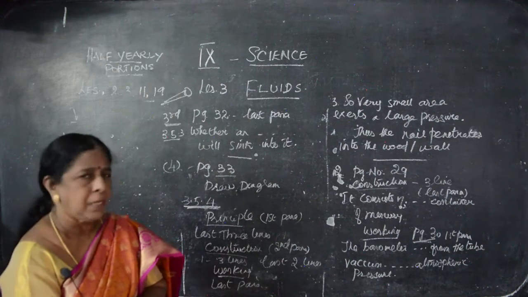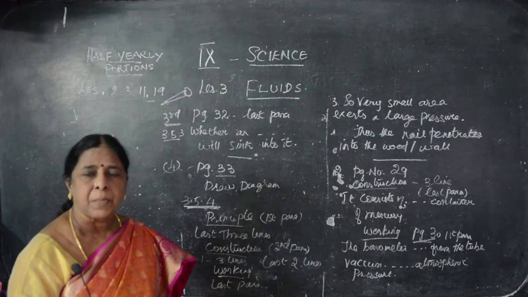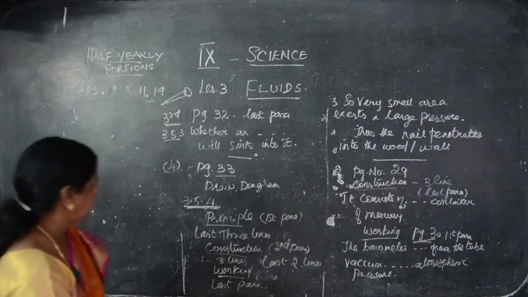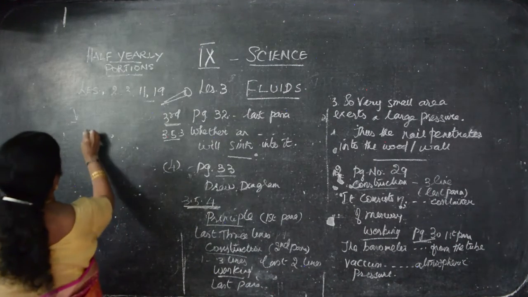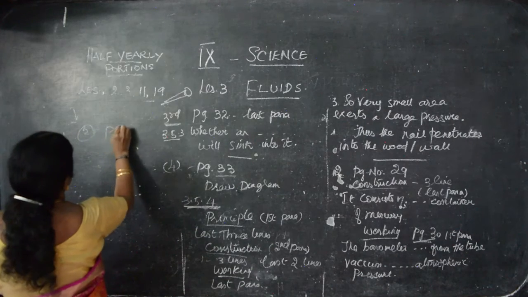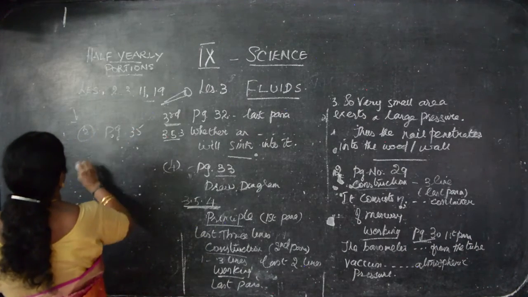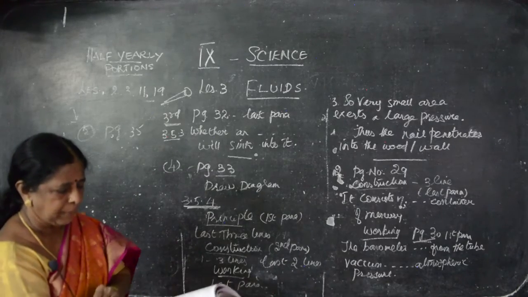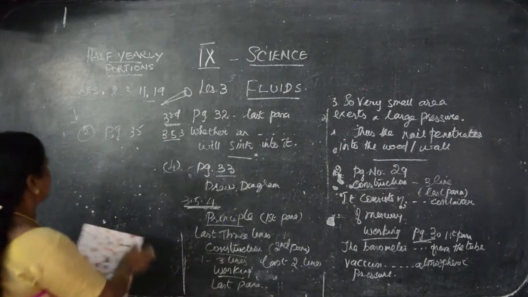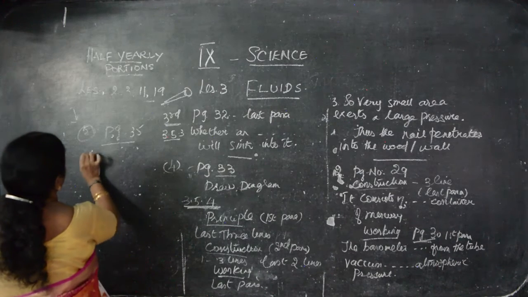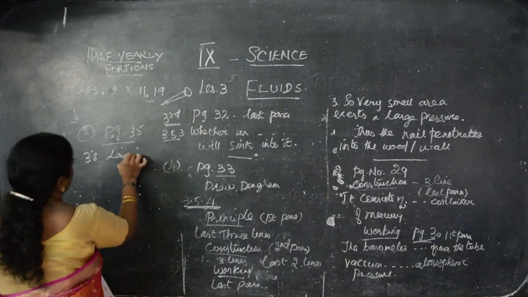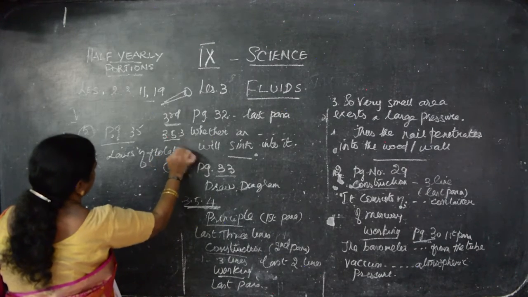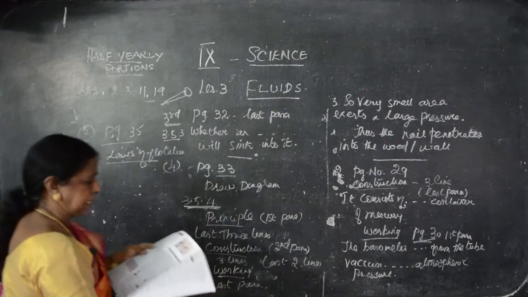And we are going for the last answer. If I complete the last answer, the lesson will be over. State the laws of flotation. It's on page number 35. Last answer now, the 5th answer. Page number 35, detailed answer. Under the heading Laws of Flotation, 3.8. Under this heading, how many points are there? 2.